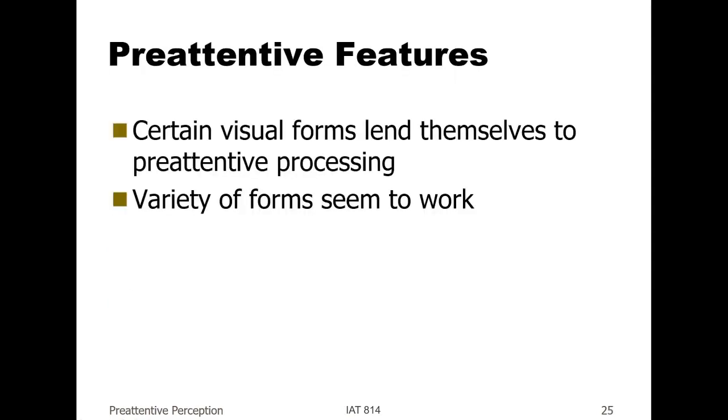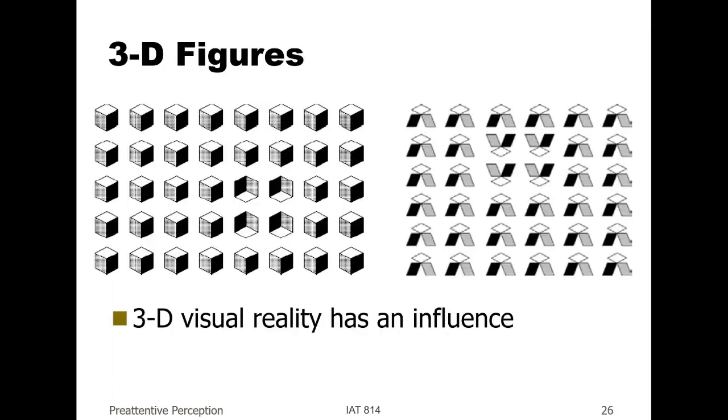So for pre-attentive features, certain visual forms lend themselves to pre-attentive processing. And a variety of visual forms seem to work. So let's talk about some other variations of things that seem to work and things that are harder. So 3D seems to work as a pre-attentive property.